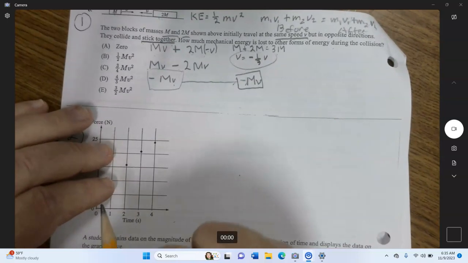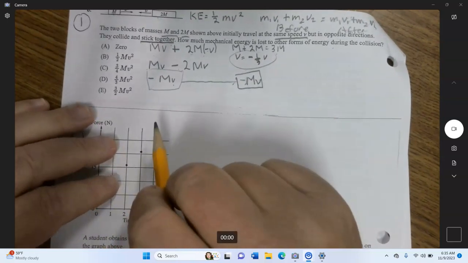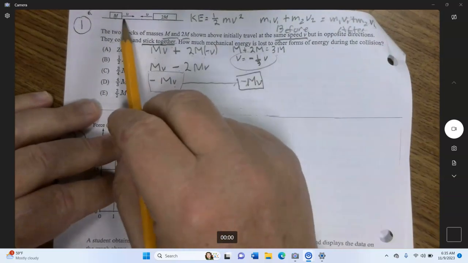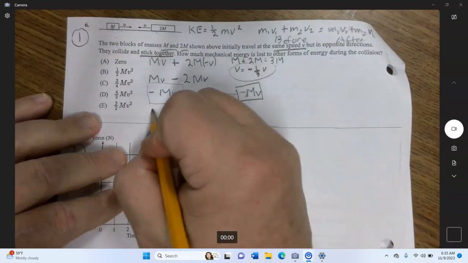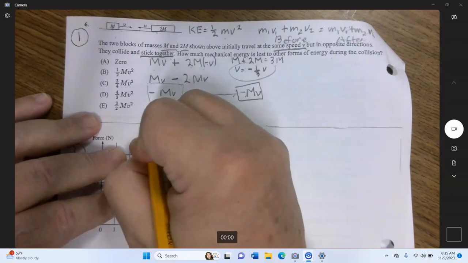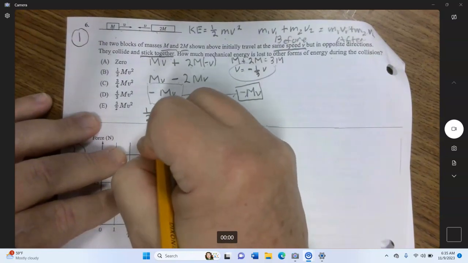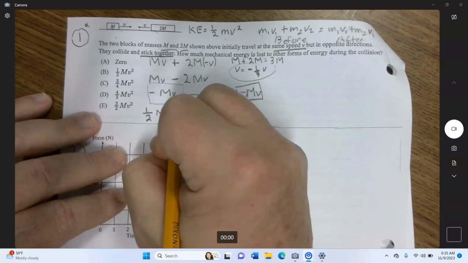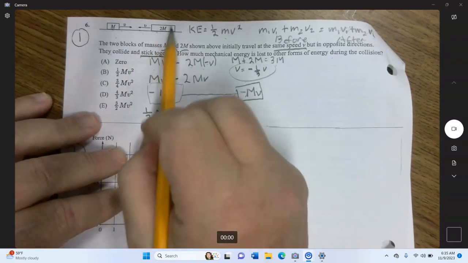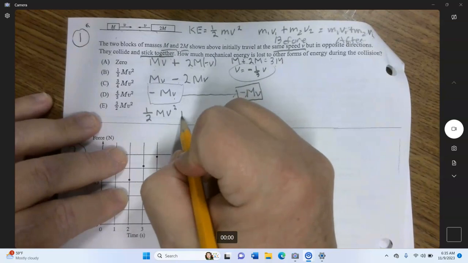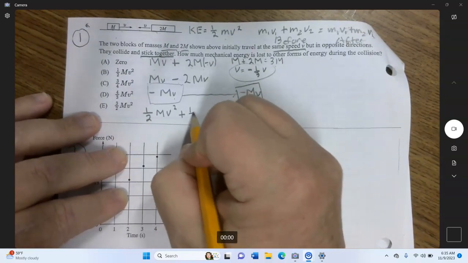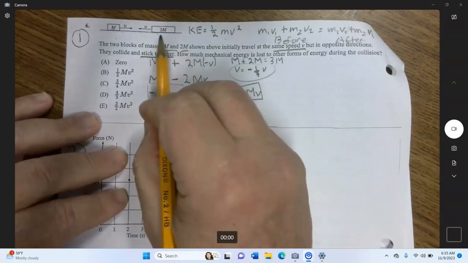and now we can go ahead and compute kinetic energies. Okay, so let's start with the kinetic energy of the system before they collide. So it's this formula right here. It's 1/2 mv squared. Okay, and then you add it to this one, just like conservation of momentum. Except the difference is it's going to be 1/2 times 2m.